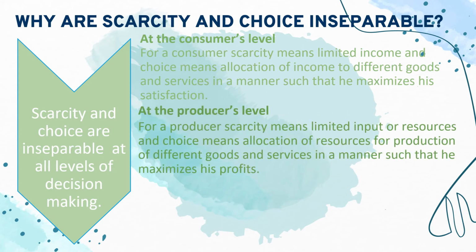At the producer's level, scarcity means limited input or resources. And what is the choice? Choice means allocation of resources for production of different goods and services in such a manner that he maximizes his profit. So you see the goal is changing now. Earlier in the consumer's case, the goal was maximization of his satisfaction. Here it is about maximization of the producer's profits.